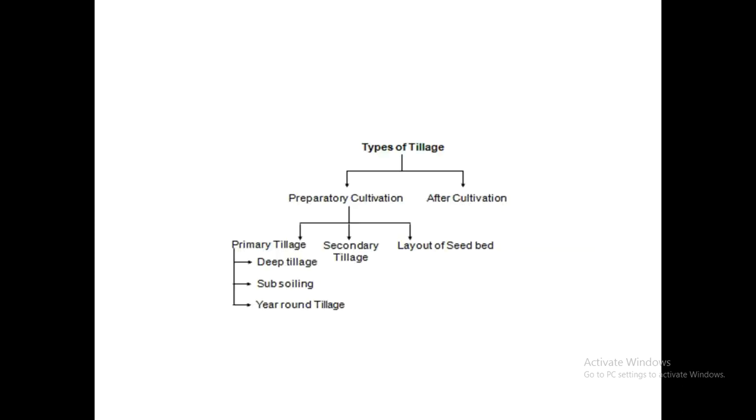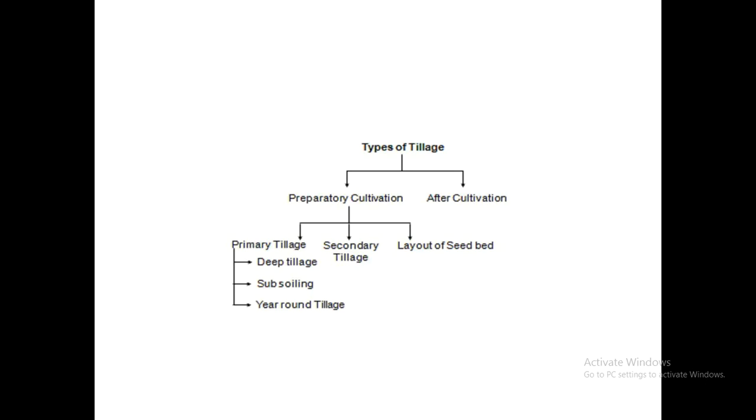There are different types of tillage. The two main classifications of tillage are preparatory cultivation and after cultivation. Preparatory tillage is generally done before the seeds are placed in the field. After cultivation tillage is generally done after the seedlings start to emerge in the field. This generally involves intertillage activities. In preparatory tillage activities, we have primary tillage, secondary tillage, and tillage during seed bed preparation. So we will be looking into primary tillage and secondary tillage activities and the implements used for primary and secondary tillage in the coming slides.